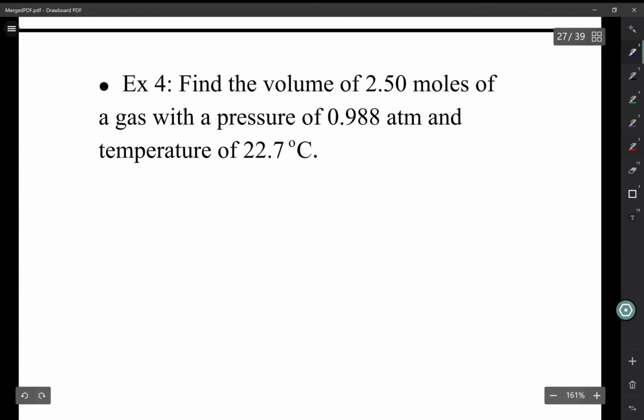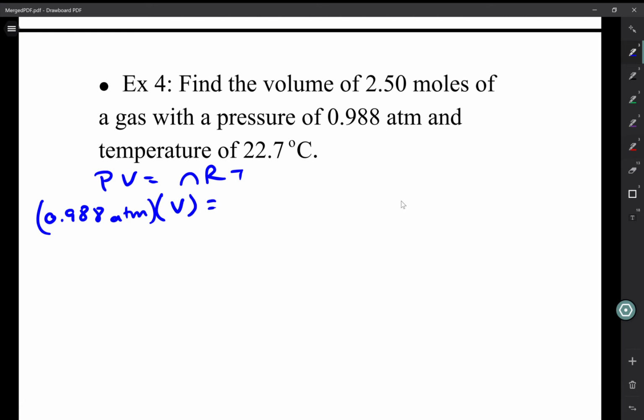So we'll do an easy one first. You're going to find the volume of a 2.50 mole sample of a gas that has a pressure of 0.988 atmospheres and a temperature of 22.7 degrees. All right, so use our equation, PV equals nRT. So we have the pressure, 0.988 atmospheres. Find the volume. So that's going to be, say, V or X or whatever you want. n is for moles, 2.50 moles.